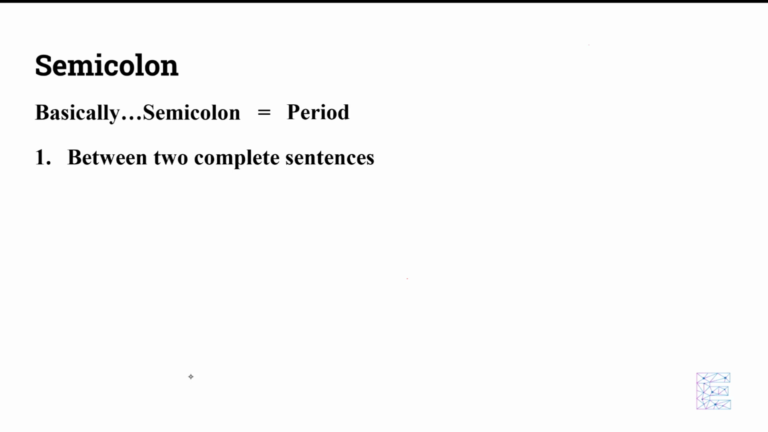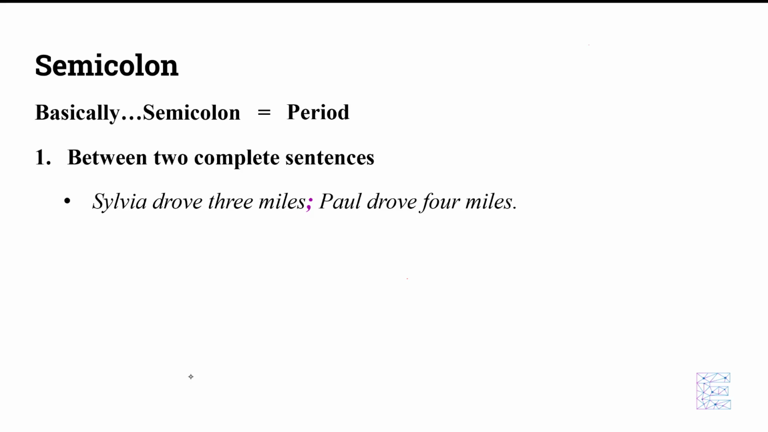Now, the one thing that I want to add to this is you want to use a semicolon between two independent clauses, especially when the two parts, two sentences are related. An example, Sylvia drove 3 miles. That's a complete thought. Subject, verb, and a full idea. Paul drove 4 miles. Again, subject and verb, complete thought. These two sentences are related because they're both talking about miles. Anytime you have two independent clauses and they're related, a semicolon is best to separate them, or rather combine them.